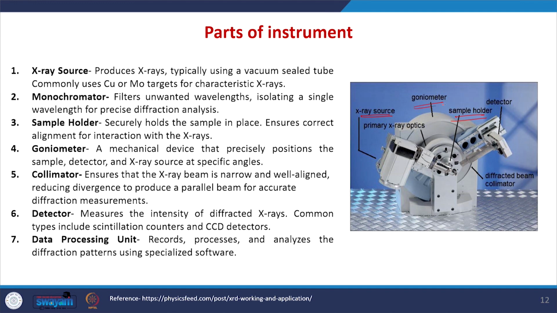Then we have the goniometer. So, this is a mechanical device that precisely positions the sample, detector and the X-ray source at specific angles. And we have the collimator, and this ensures that the X-ray beam is narrow and well aligned, reducing the divergence to produce a parallel beam for accurate diffraction measurement. Then we have the detector, which measures the intensity of the diffracted X-rays, and the common types include scintillation counters and CCD detectors. Then finally, we have the data processing unit, that is a computer with the software for recording, processing and analyzing the diffraction patterns.